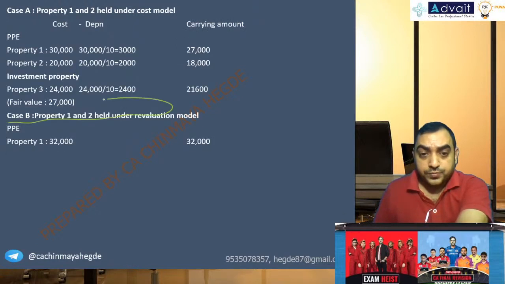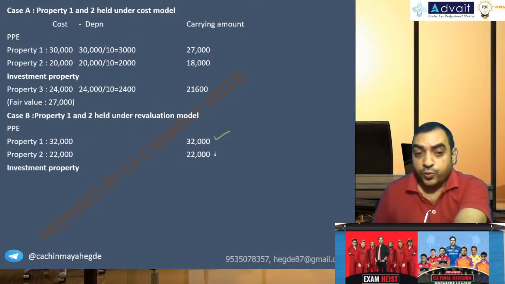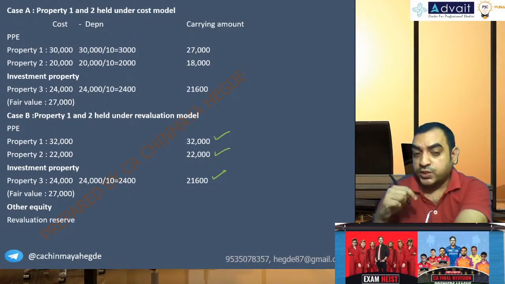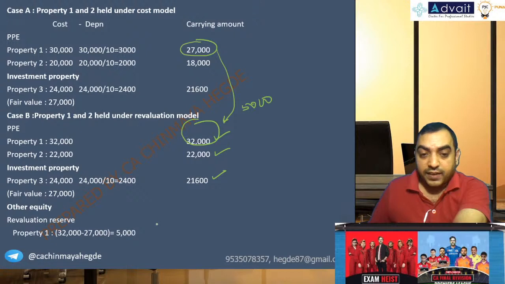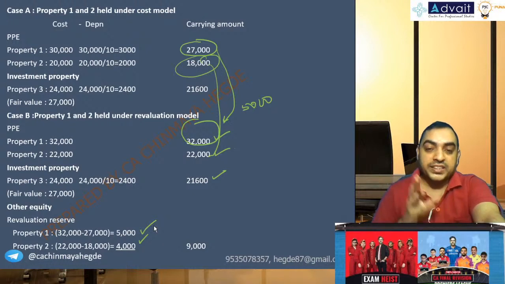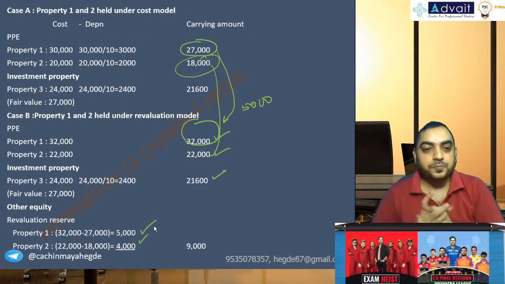Now case B, if you follow the revaluation model. Revalued amount 32,000, revalued amount 22,000, and you will show investment property at cost model only. There is no choice. One more point, you will have revaluation reserve, in OCI, other equity. How much? 27,000 to 32,000, the increase of 5,000 is revaluation reserve. What about the other one? 18,000 to 22,000, that is 4,000 revaluation reserve. So in the examination, you have to present case A also, case B also. Mark this as an important question for examination.